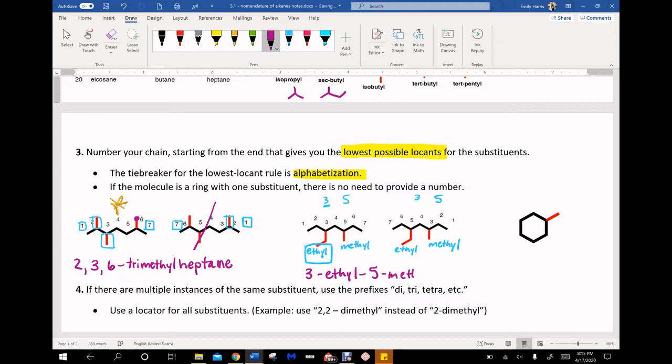5-methyl, and it's still heptane because you have 7 carbons at the end.